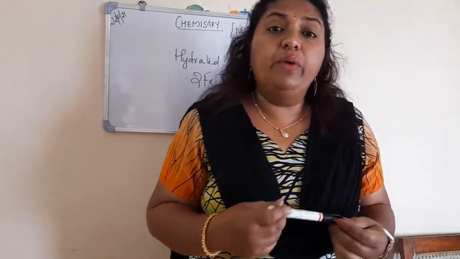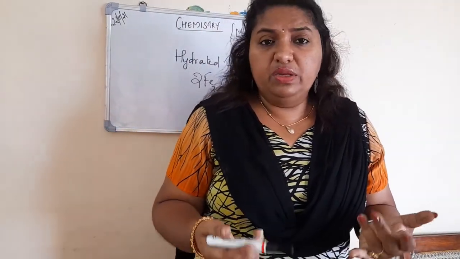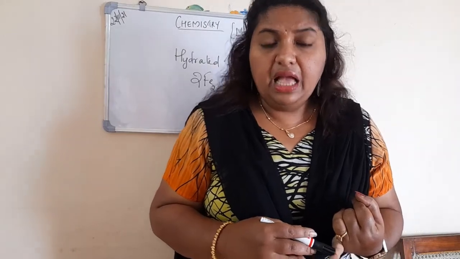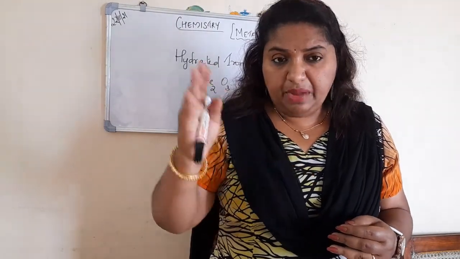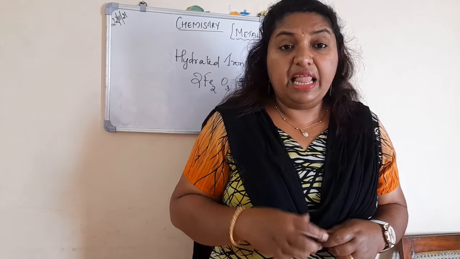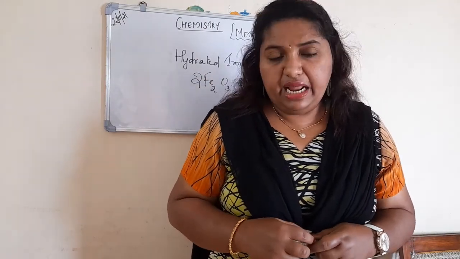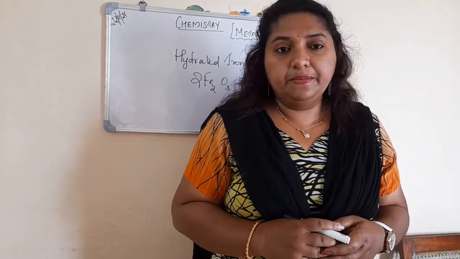Now, what are the different ways by which we can stop or reduce this rusting? One thing we are doing is painting. Second, we put grease on machine parts and all. Then there is another technique known as galvanizing. Galvanizing means we are coating a layer of zinc over iron. That technique is known as galvanizing. So these are the different ways by which we can stop rusting.